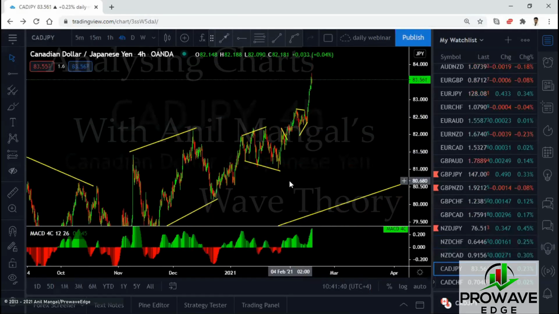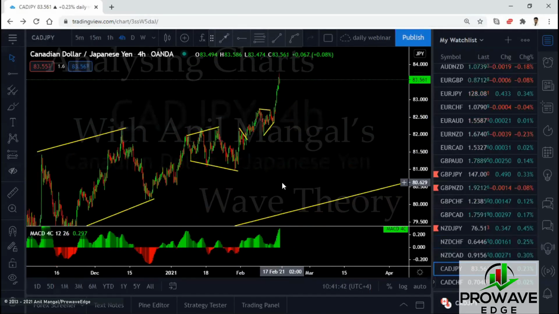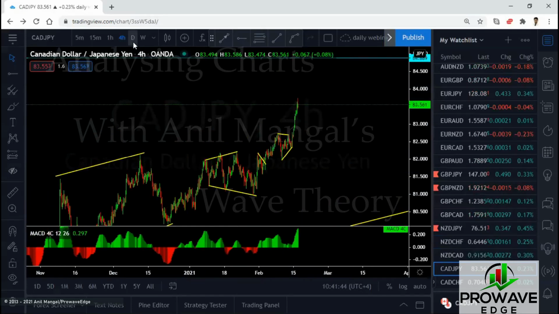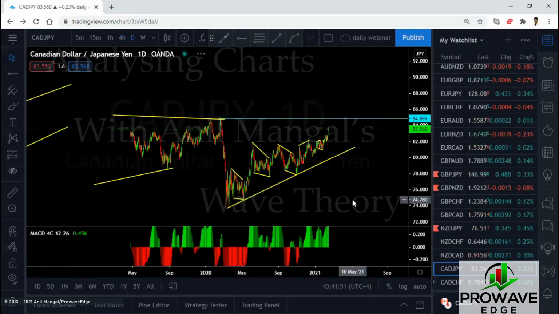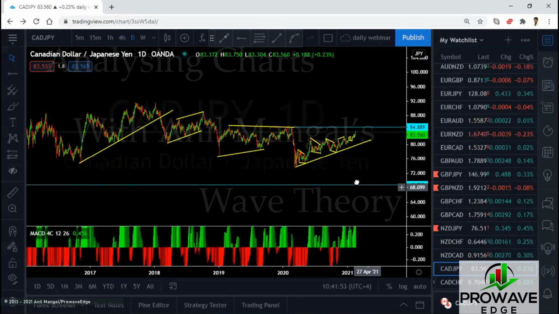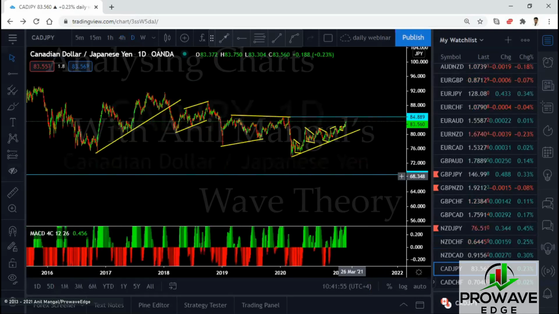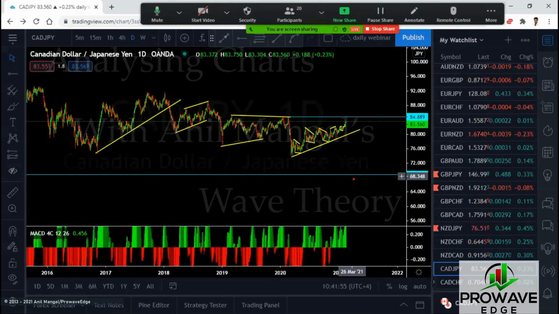CAD yen, you may want to watch yesterday's long-term webinar for the CAD yen forecast. We're in this big corrective move and we are coming to the top of it. So I'm going to show you very fast. If you didn't watch yesterday's webinar, you should watch it. And again, watch it and share it. It's very important so you don't miss these moves.